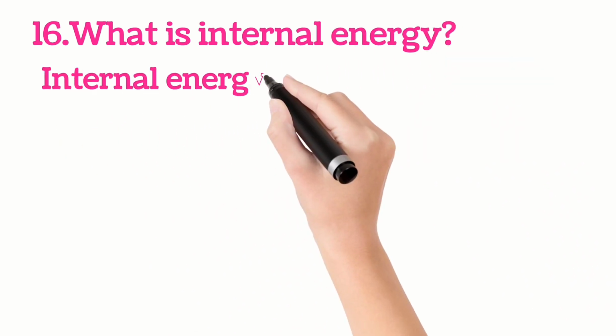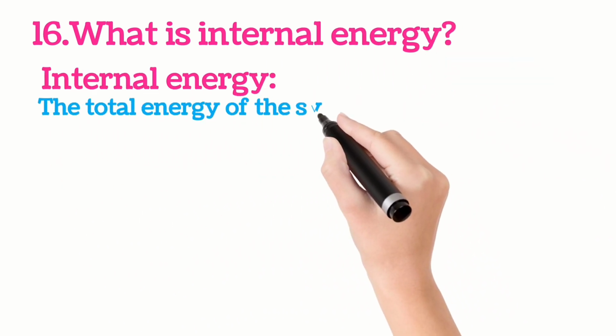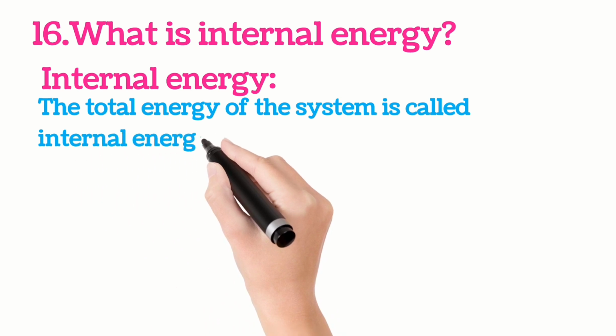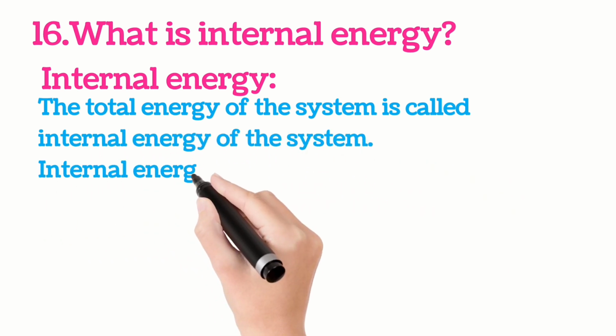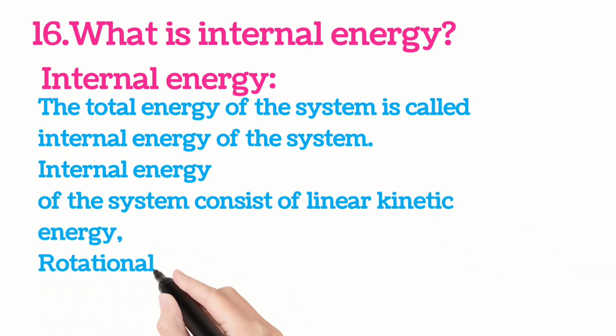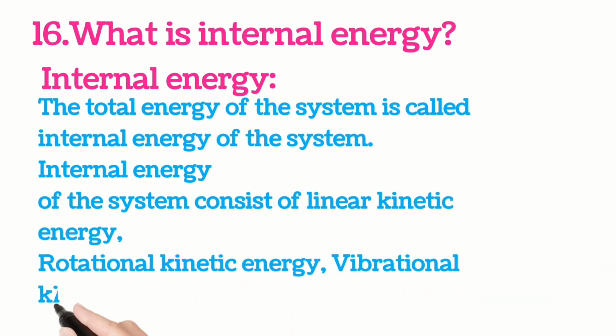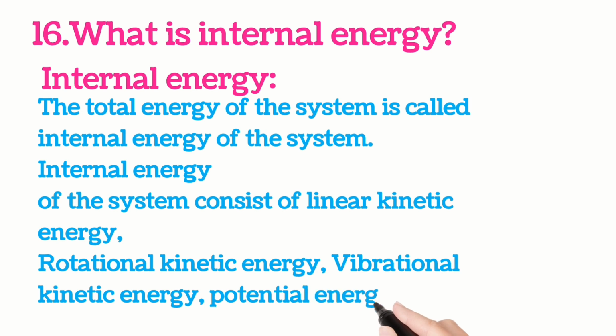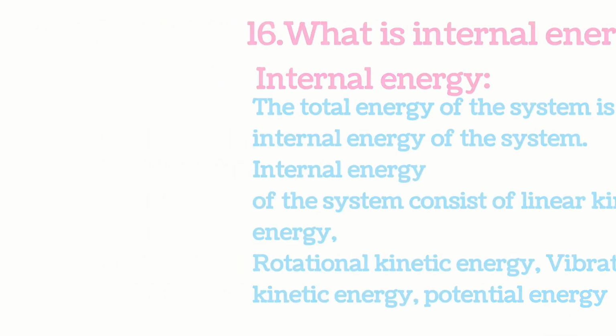What is the internal energy? The total energy of the system is called internal energy of the system. Internal energy of the system consists of linear kinetic energy, rotational kinetic energy, vibrational kinetic energy, and potential energy.